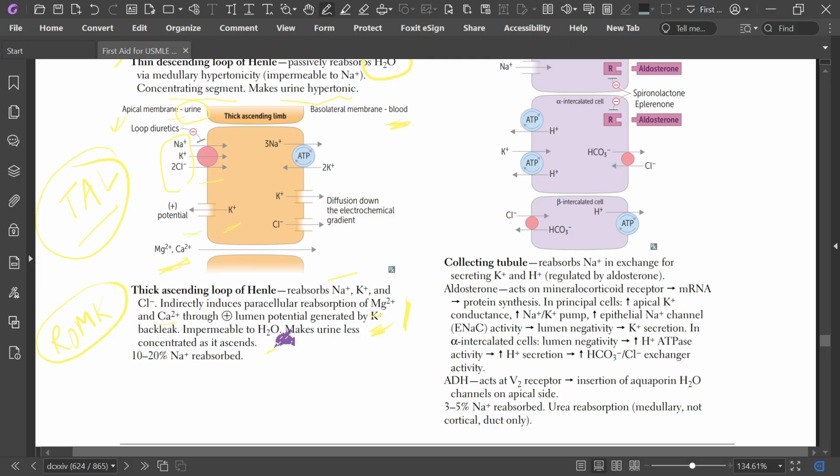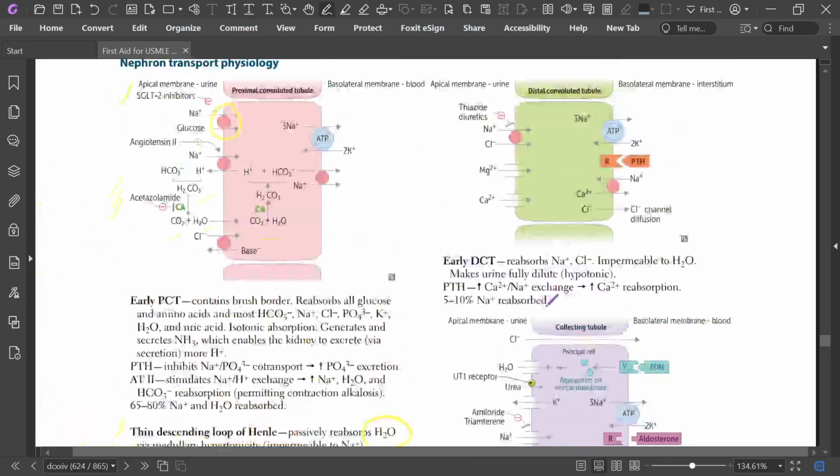This portion is impermeable to water, so no water is getting out. So the solute makes our urine less concentrated, and here 10 to 20% of sodium is reabsorbed. Furosemide, like loop diuretics, works through this pathway, and Bartter syndrome actually means continuous loop diuretics. You will see Bartter syndrome in the later part.